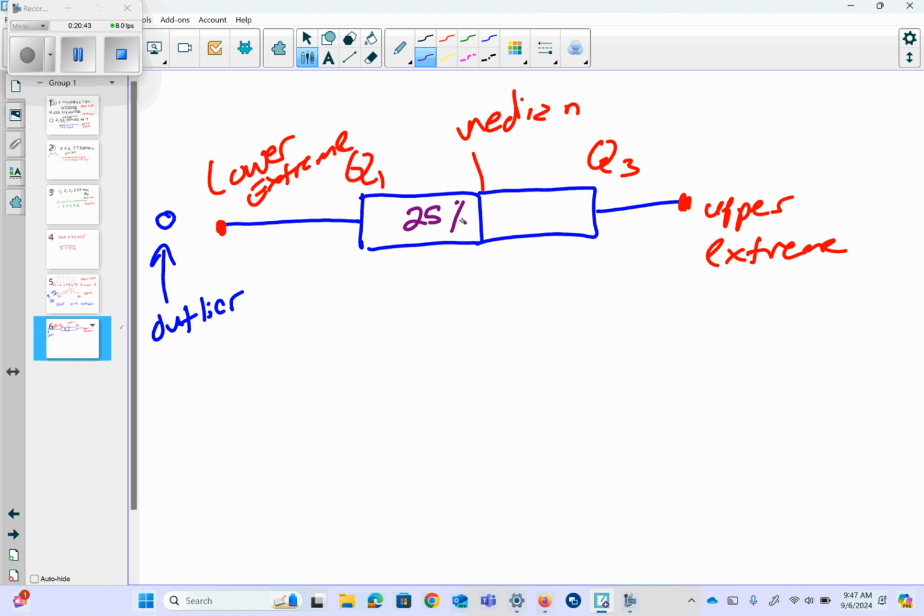And the thing about this type of graph is this: 25% of my data fits right there in the middle. Okay? 25% of my data fits down here as well. 25% goes here.